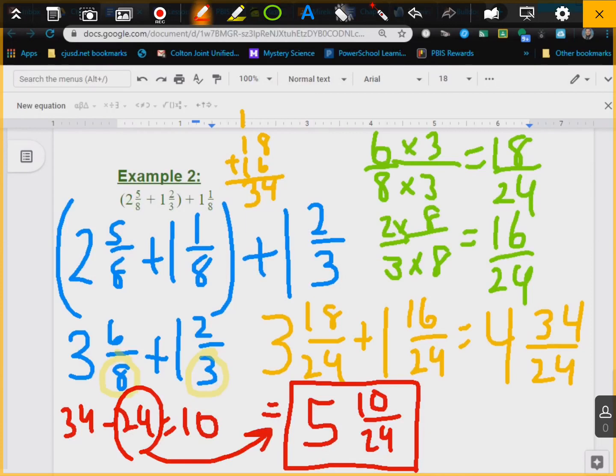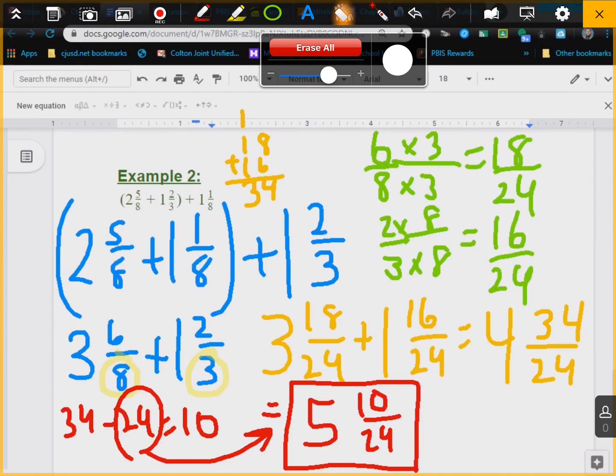All right, if you have any questions, let me know. Please make sure you write both examples and the steps. You don't have to write the language of the discipline, vocab, okay, but make sure you have everything else.